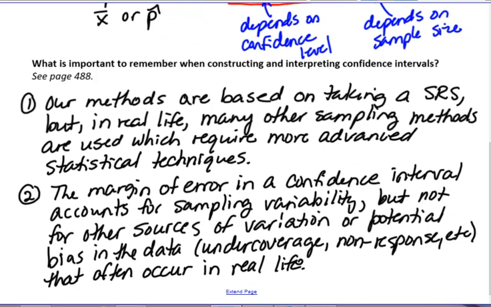The margin of error in a confidence interval also accounts for sampling variability, but not for other sources of variation or potential bias in the data. So, for example, if you're doing a survey, you might have undercoverage or non-response involved and have some bias, and so your data has some variability that is outside just the variability due to sampling, and so once again your interval may not be as accurate as it seems just because of the way the sample was taken. So in real life, we do have to remember there is more to statistics than just what we're studying in this class. But for our purposes, we're just going to make some assumptions that things are as they are supposed to be for our methods.